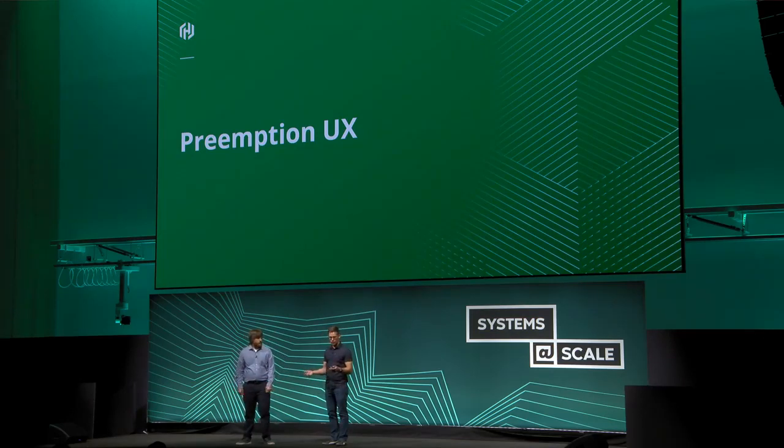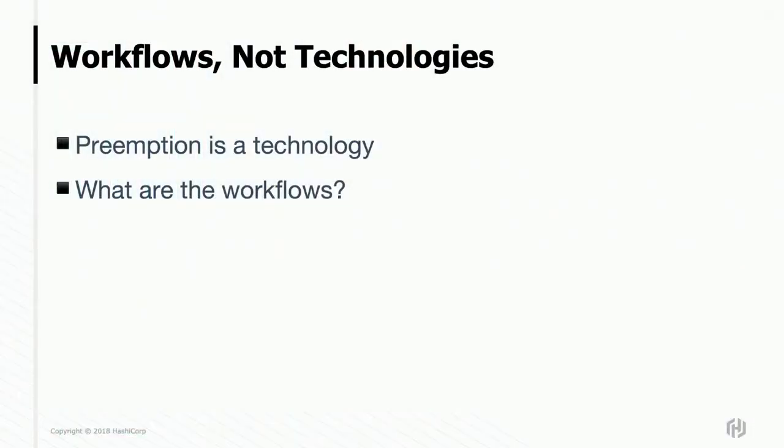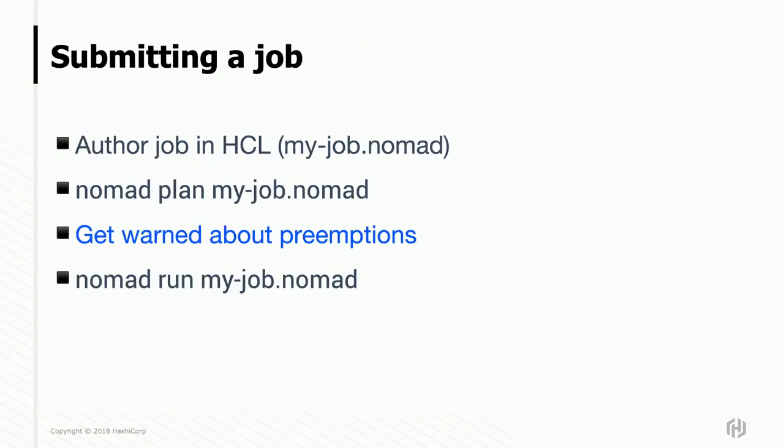Yeah, so as Nick mentioned, preemption's happening automatically behind the scenes, but there are still users, and there's still an experience. So we still want to think through the preemption UX. At HashiCorp, we have a driving mantra about workflows, not technologies. Workflows are what stick with us. Technologies enable them. And preemption is just the technology. So what are the underlying workflows?